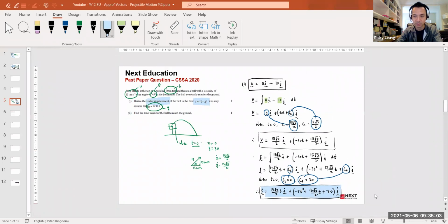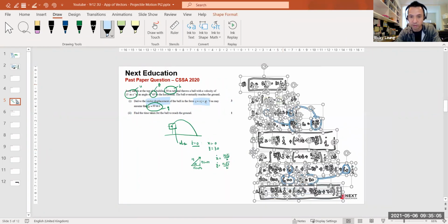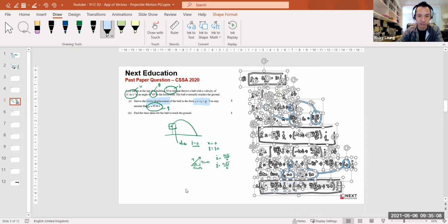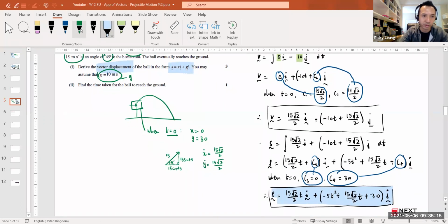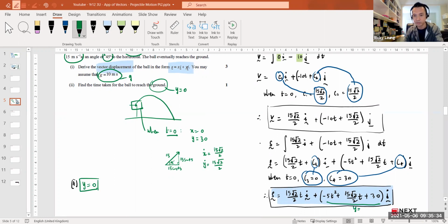Right? Classic. So moving this up a bit. Oh no, I'll do it down in this space here. So part B: find the time it takes for the ball to reach the ground. Easy, right? When the ball hits the ground, what do I know? Vertical height is 0. So when vertical height is 0, I'm subbing in this bit here, which is the vertical distance. Sub that equals 0.